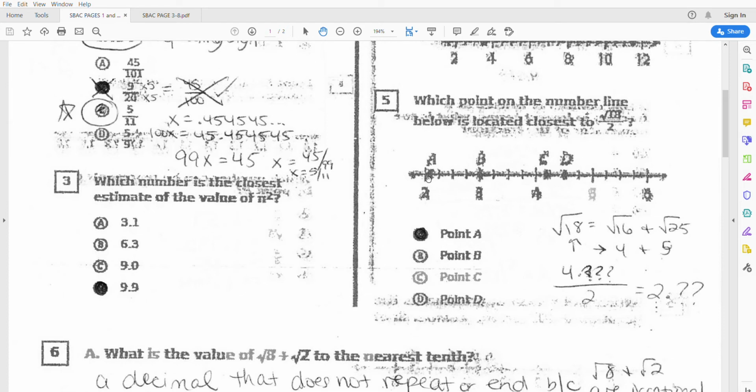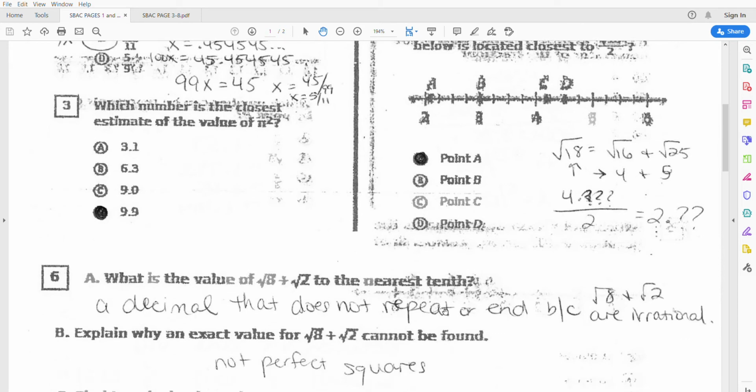So point A is the best because B is too far at 3, and the answer is definitely not over 4. You know the answer is 2 point something, and this is a little bit past 2, so that makes it the perfect answer. Number 6.